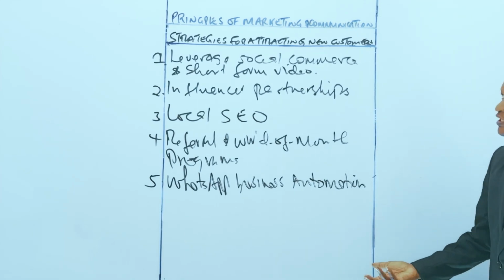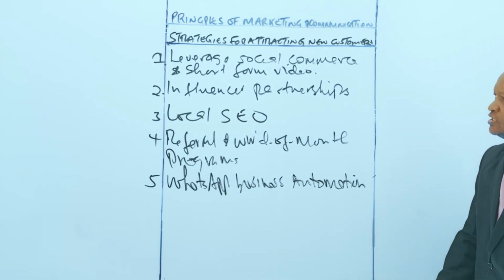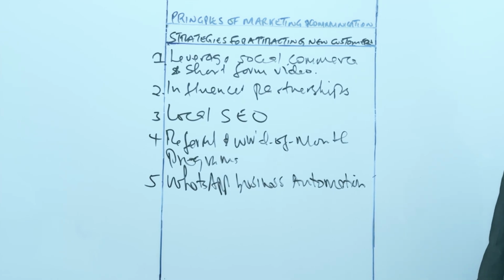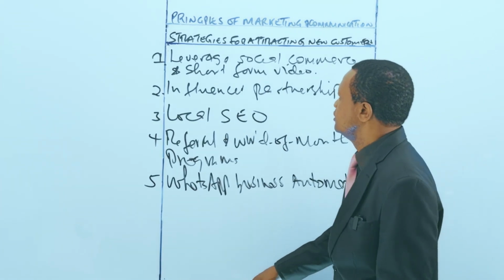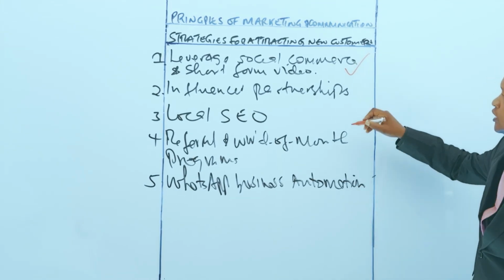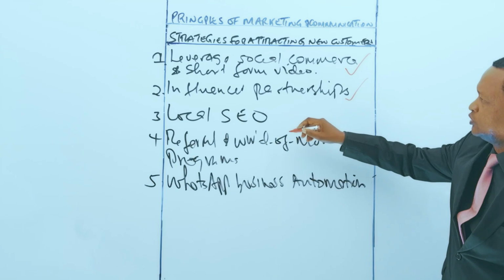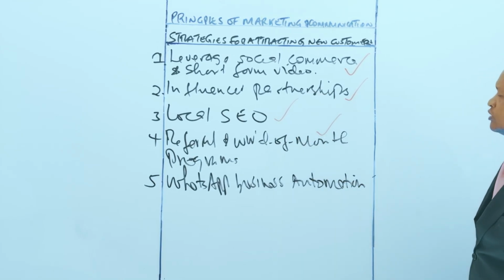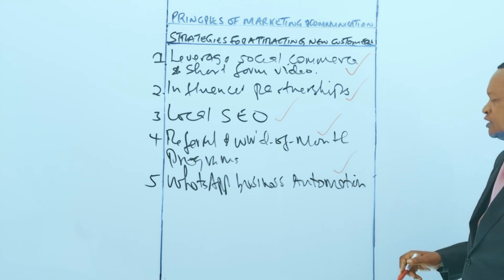So these are just 5 strategies. There are many more strategies. I singled out some strategies that are very related to the current situation we are in today. Most people are on social media, so you can leverage social media commerce and short form videos to attract new customers. Use influencer partnerships. You can do local search engine optimization, referrals or word of mouth programs. Then there is WhatsApp business automation.